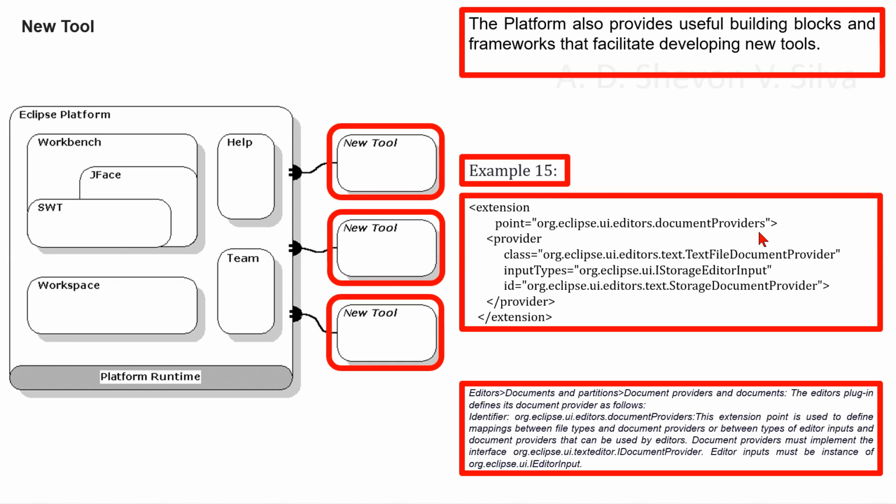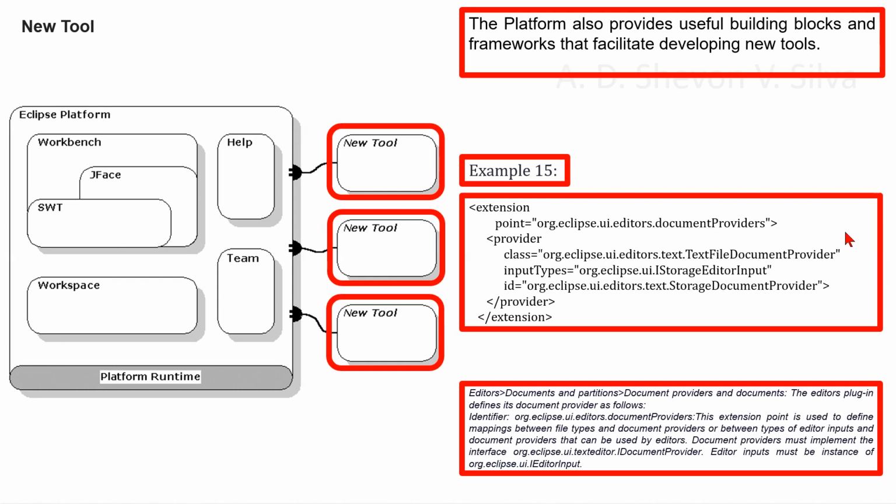Document providers must implement the interface org.eclipse.ui.texteditor.IDocumentProvider. Editor inputs must be instances of org.eclipse.ui.IEditorInput. In the workbench, an editor is typically opened when the user selects a domain element, such as a file or an element stored inside an archive file, and opens it. When the editor is created, it is associated with an editor input which describes the object being edited. The Java editor, for example, opens when the user opens a file with the .java extension. In this case, the input to the editor is a FileEditorInput.